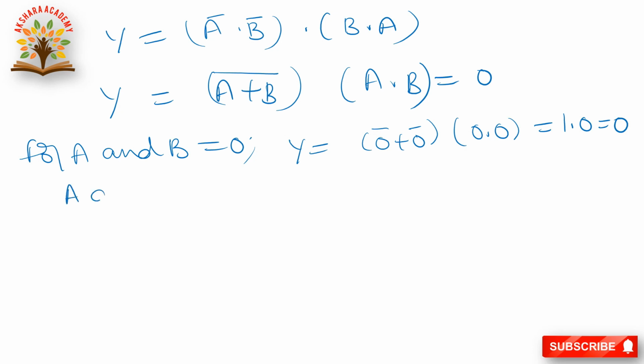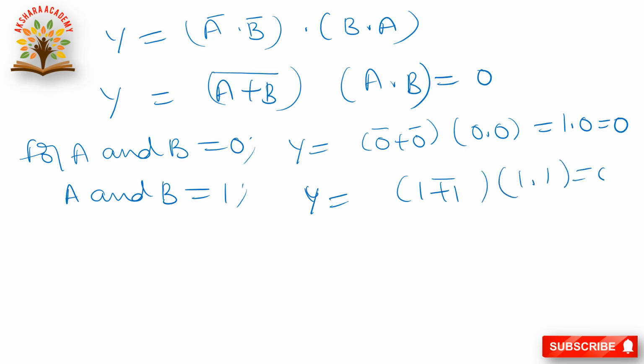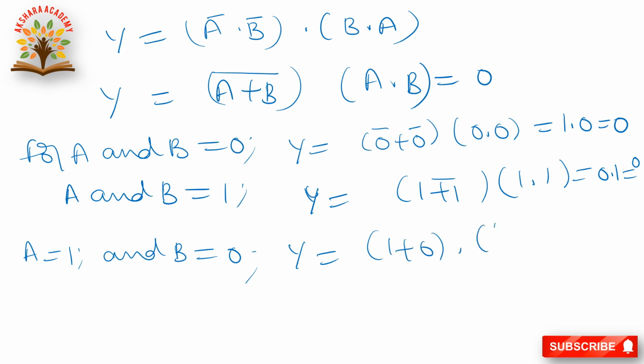And the next, A and B equal to 1, so Y = 1 + 1̄ · 1 · 1, that is 0 into 1, which is 0. Next, A equals 1 and B equals 0, so Y = 1 + 0 · 1, that is 0 · 1, which is 0. Okay, next we will go to the next question.